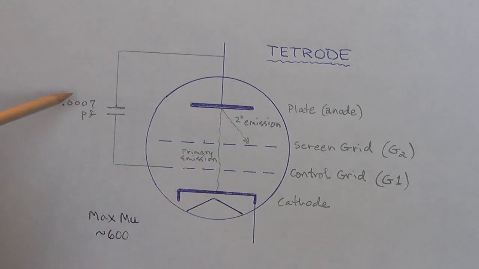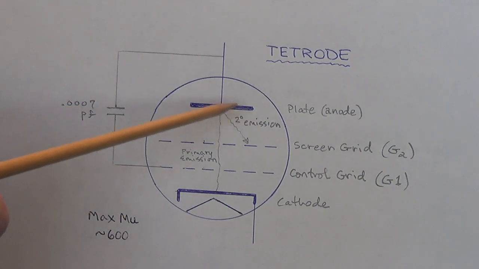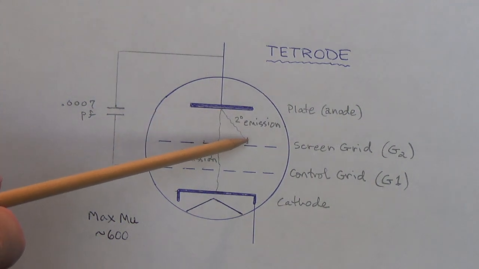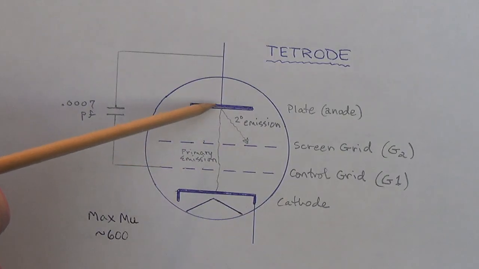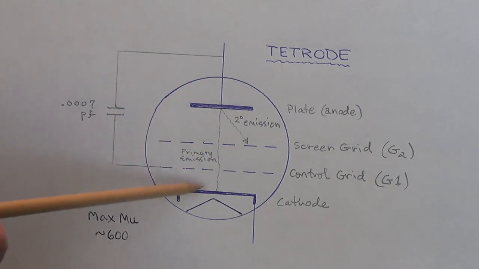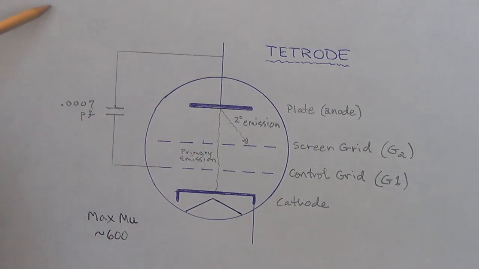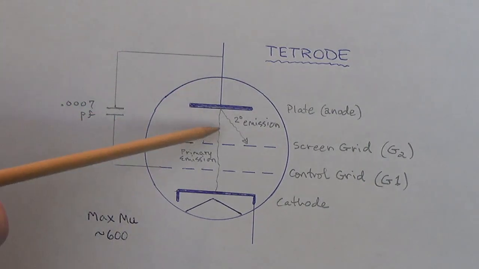We've reduced the inter-electrode capacitance. We've increased the mu tremendously. But we've also created a situation called secondary emission, which causes us to develop instability when we try to run our tube at higher plate voltages, and even parasitic oscillation. Now that's why you don't see any examples over here of tetrodes being used in guitar amplifiers. They are not stable.